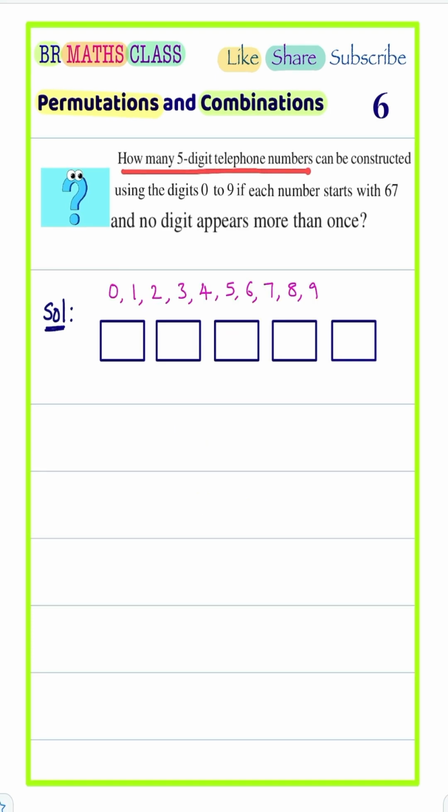How many 5-digit telephone numbers can be constructed using the digits 0 to 9 if each number begins with 67, and no digit appears more than once?